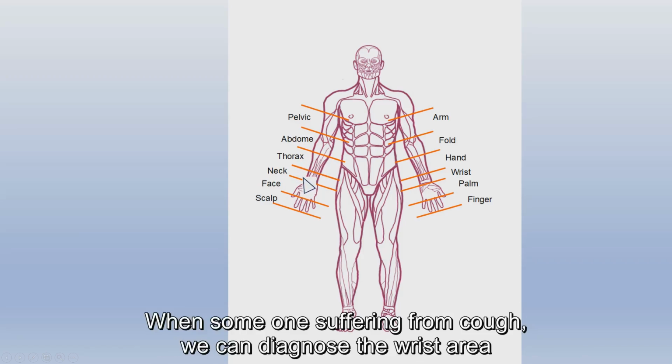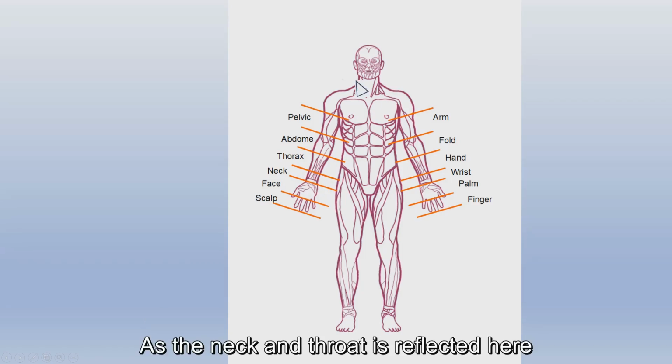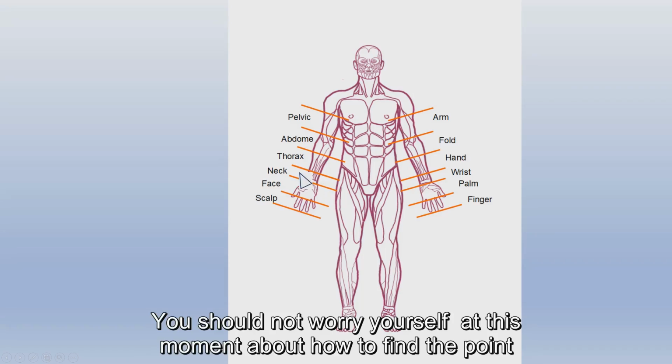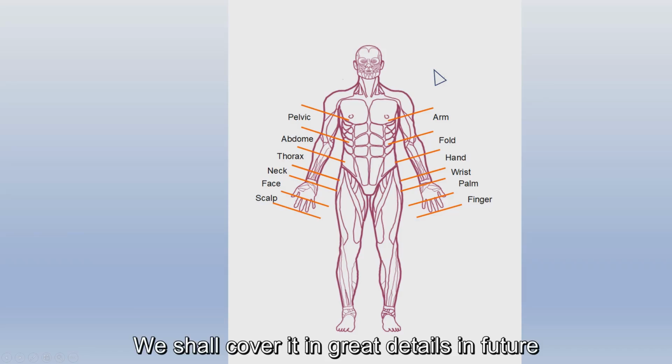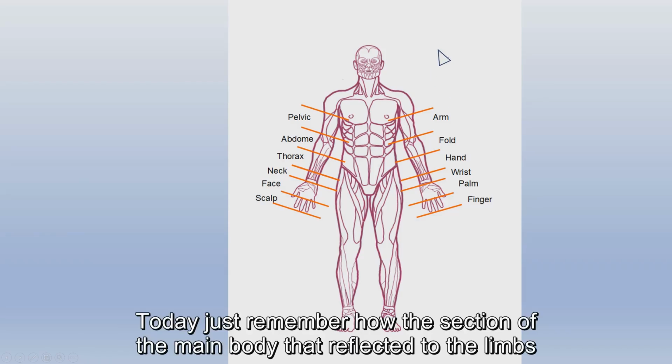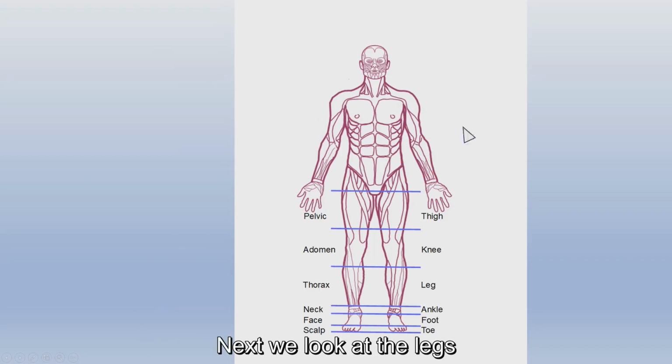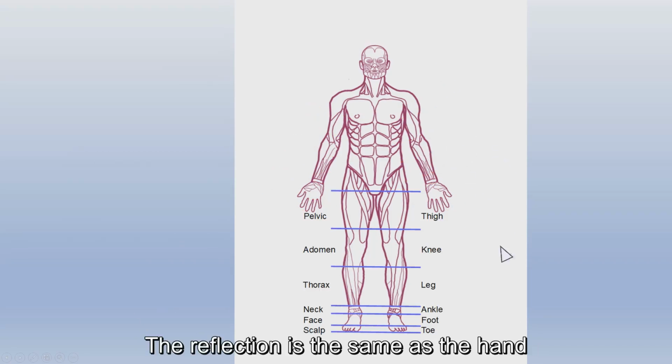When someone is suffering from cough, we can diagnose the wrist area, as the neck and throat are reflected here. You should not worry yourself at this moment about how to find the point. We shall cover it in great detail in future. Today just remember how the sections of the main body are reflected to the limbs. Next, we look at the legs. The reflection is the same as the hand.